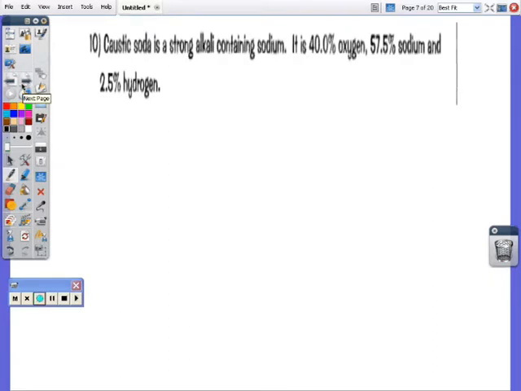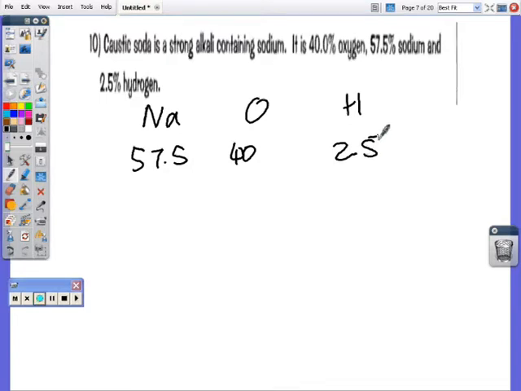So this one is slightly different in that it contains 3 different substances. If you pause the video now, I will put the answer up. So we have sodium, we have oxygen, and we have hydrogen. We have sodium sitting at 57.5%, we have oxygen at 40%, and we have 2.5% hydrogen. That should be divided by 23, that should be divided by 16, that should be divided by 1.